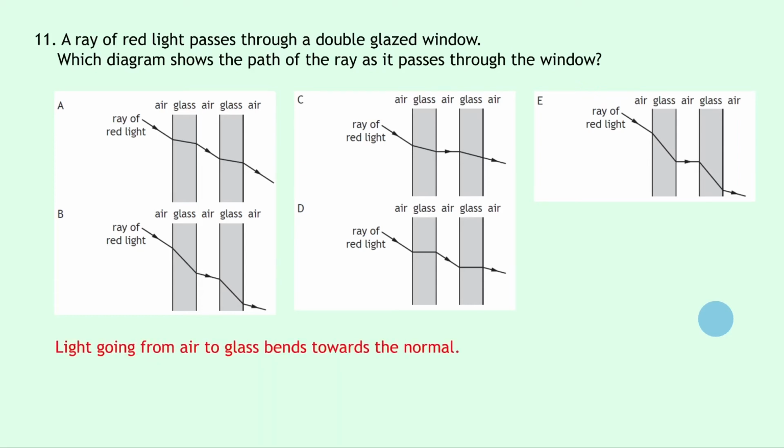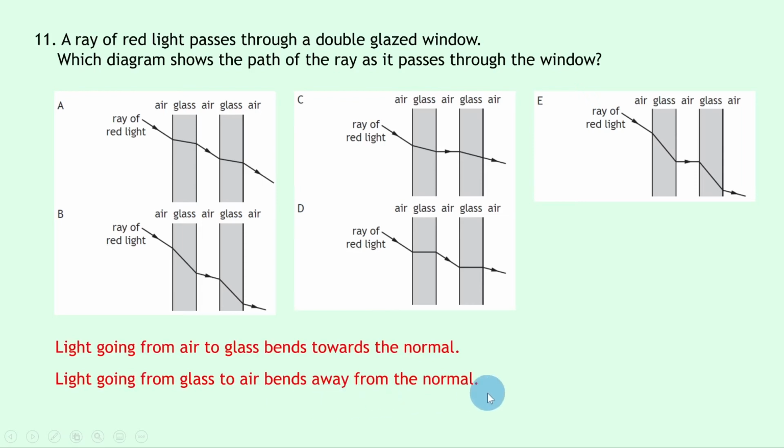So we have that light going from air to glass bends towards the normal, and light going from glass to air bends away from the normal. So we need to work out which of these diagrams is actually showing us that. So if we look at diagram A first of all, if we think about where our normal would be here, it's going to be at 90 degrees to this surface along in this direction.